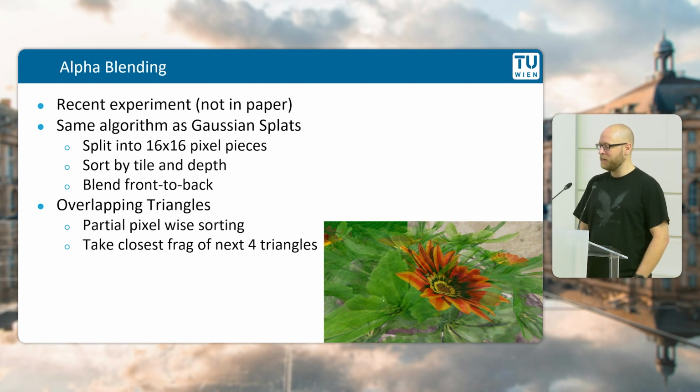And we just took some inspiration here from some Gaussian splatting papers like Stop the Pop and Perspective Correct Gaussians. Basically, we just take a look at some of the next few triangles and only sort them, take the closest of these fragments, and as long as there aren't too many overlaps, you will get accurate blending.